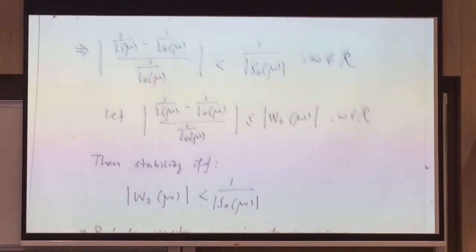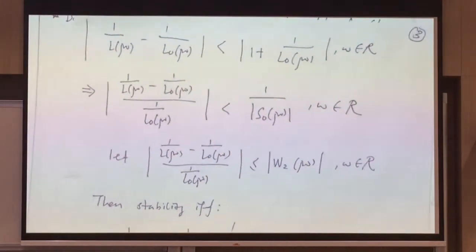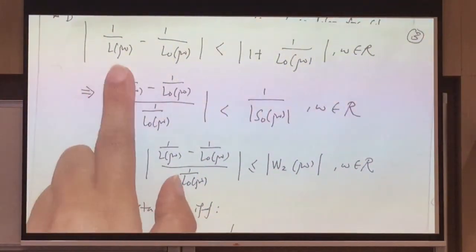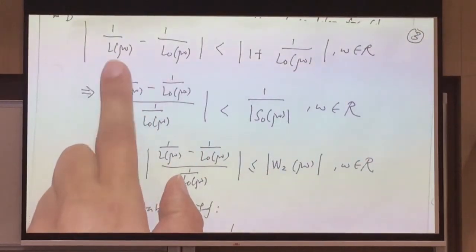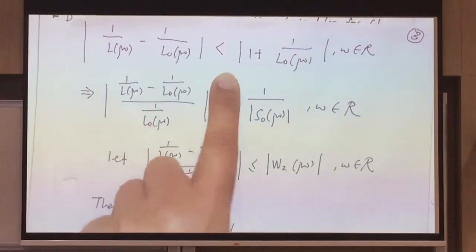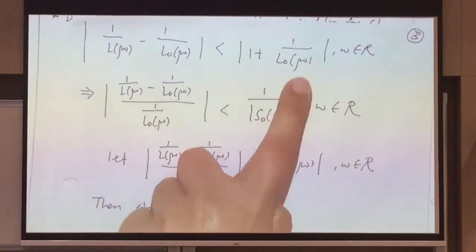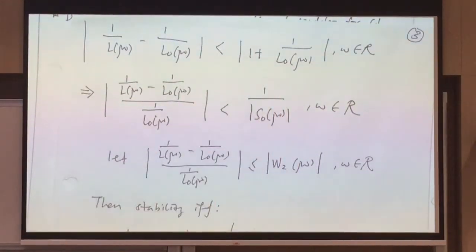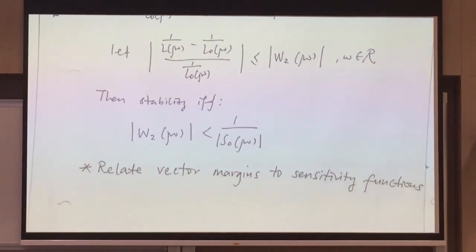And the other side is for 1 over L. The distance of the new 1 over L away from the original 1 over L must be less than Rm, which is the distance from minus 1 to 1 over L. Then you manipulate and you get this. One very important thing is you must always relate your vector margin to your sensitivity function. You know that Sm is 1 over the norm of S, and Rm is 1 over the norm of T. So this is a recap. It's available in Moodle.